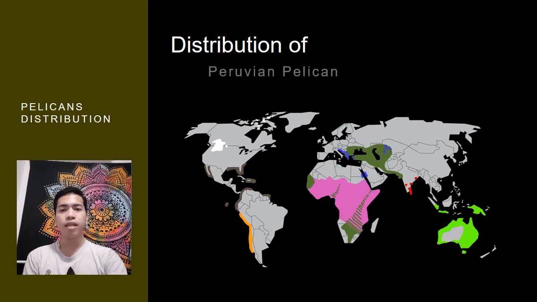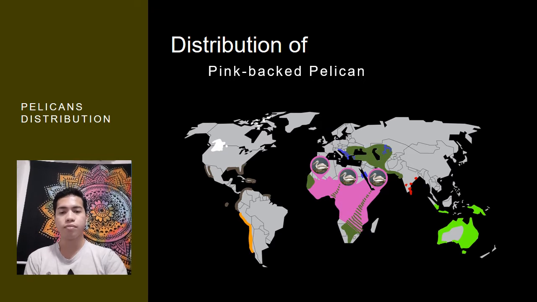The Peruvian pelican lives on the west coast of South America, from Lobos de Tierra Island in Peru to Papuya Islet in Chile. Finally, the pink-backed pelicans or Pelecanus rufescens are native to Africa and southern Arabia. They are rare but regular non-breeding visitors as far as southern Egypt and are vagrant to Morocco, the Canary Islands, and Israel.